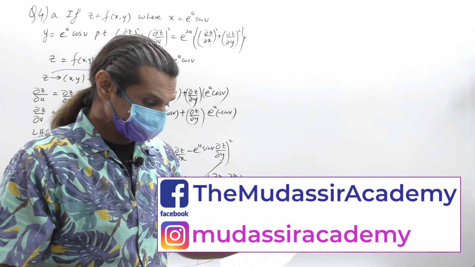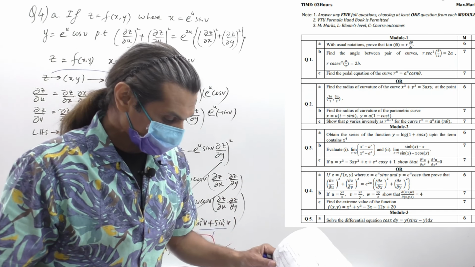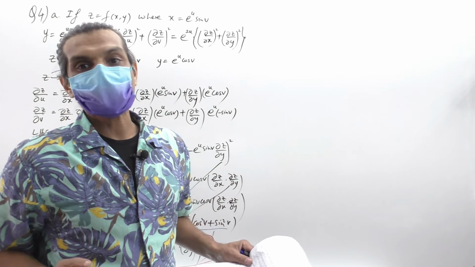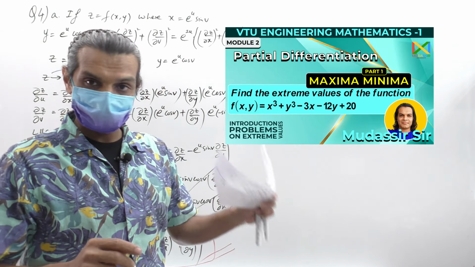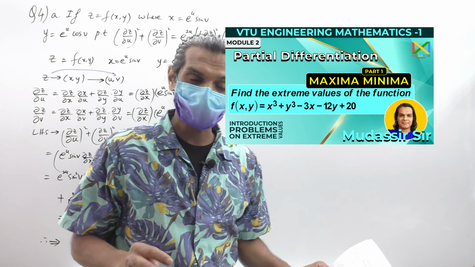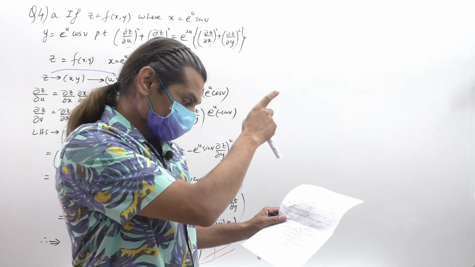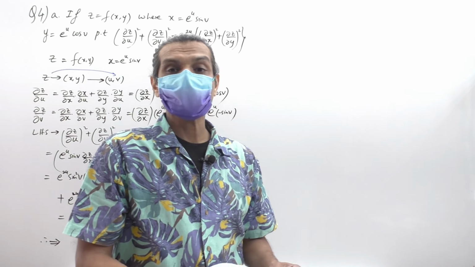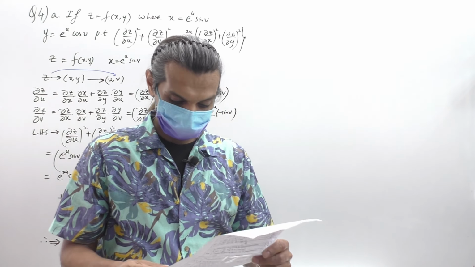And question number 4c is, find the extreme value of the function f(x,y) equal to x cube plus y cube minus 3x minus 12y plus 20. Again, a very important question of maximum, minimum, extreme values. This problem has also been solved in a very simple, detailed way. You can find the link in the description below. Please do refer to that. So let's move ahead now with module 3.